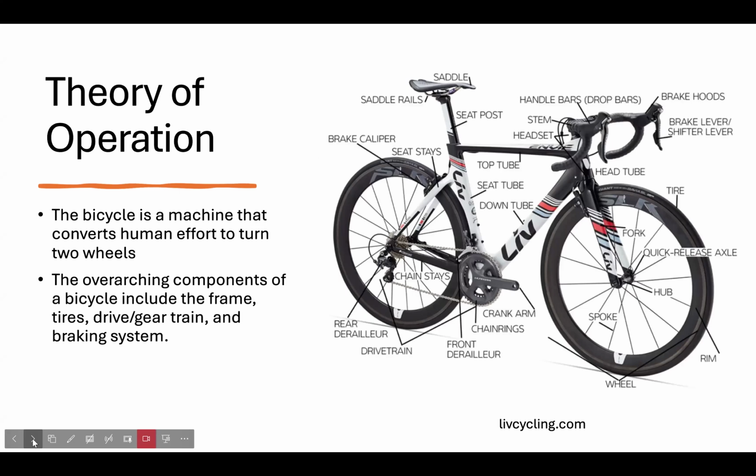So first, we're going to talk about a little bit of the theory of operation of the bicycle itself in general. The bicycle is a machine that converts human effort to turn two wheels and move people forward. The overarching components of the bicycle include the frame, tires, driving gears, drivetrain, and the braking system.